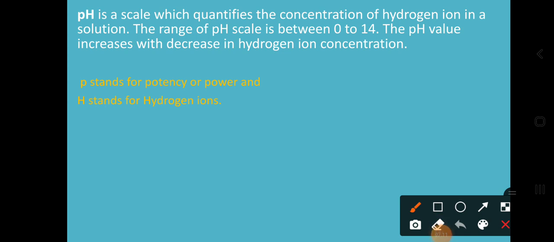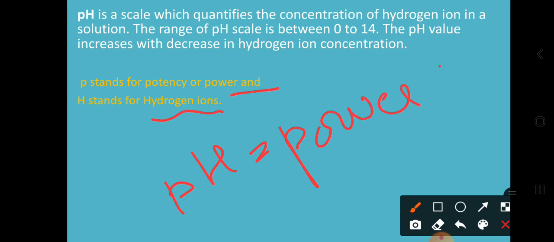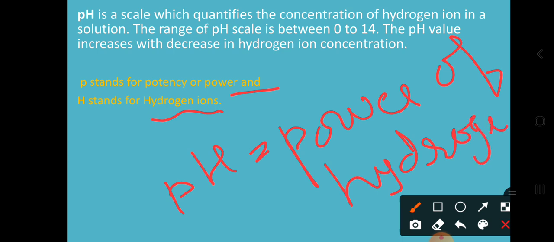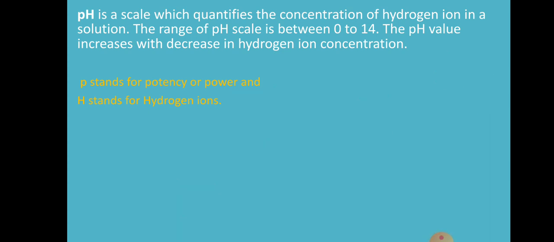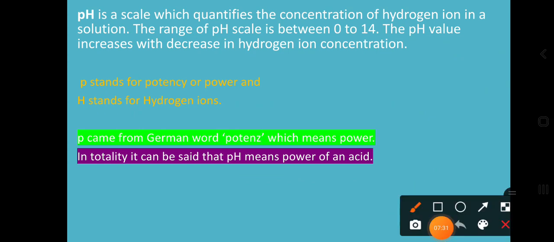P stands for potency or power, and H stands for hydrogen ions. So pH is nothing but the power of hydrogen ions. The P came from the German word potens, which means power, and it can be said that pH means power of an acid. So the pH scale is nothing but the power of an acid.